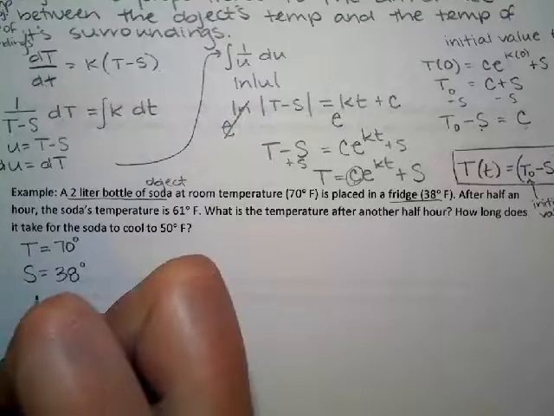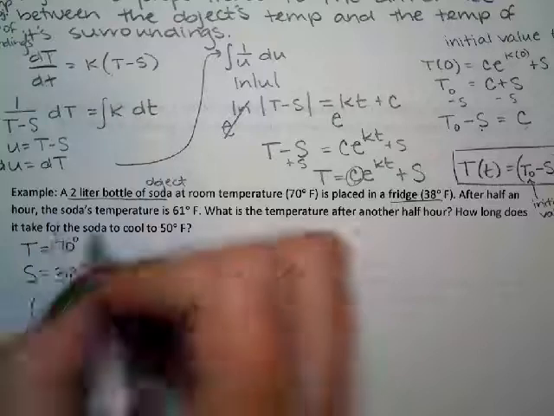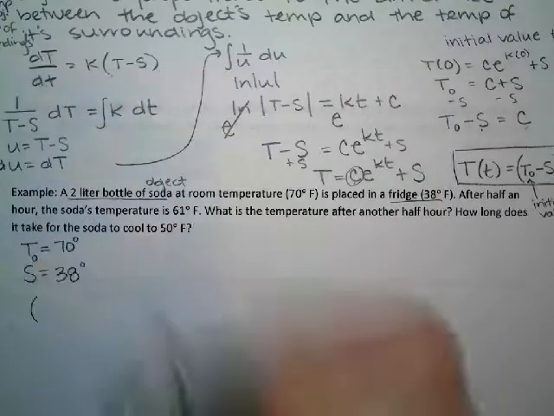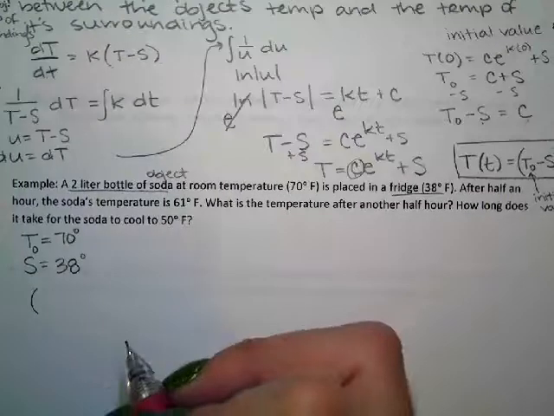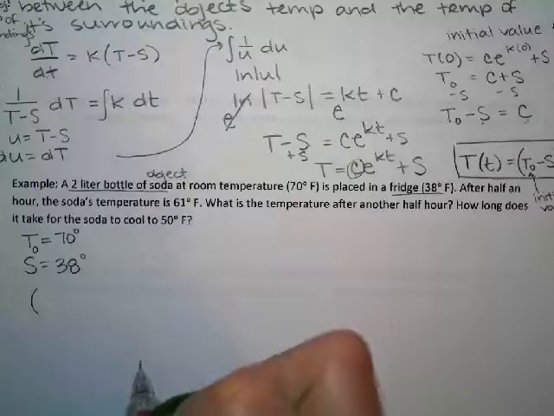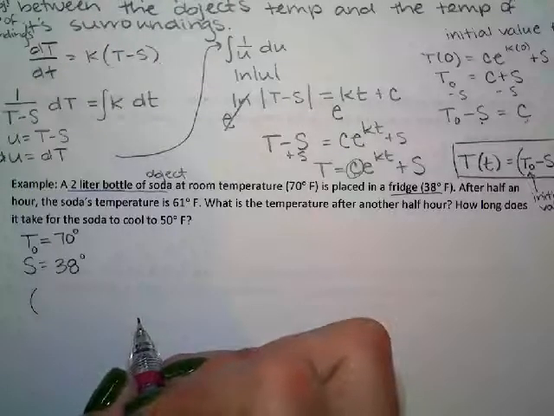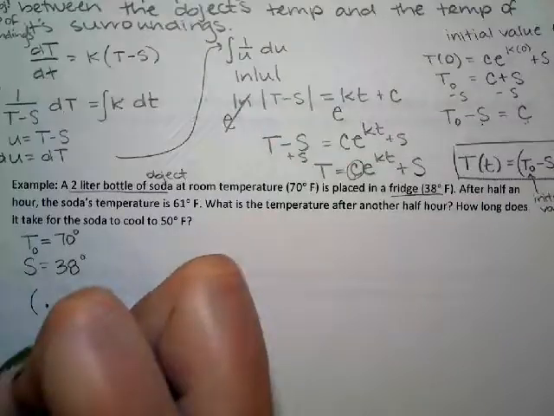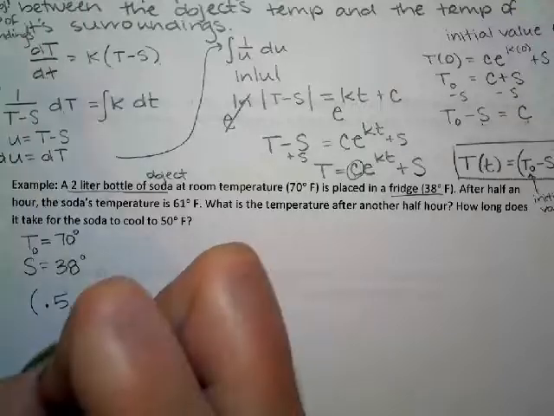Input of time, output of a new temperature. Actually, I'm going to write this. We have a starting value, this is the initial value, T sub 0 was 70. Okay, so let's write down our point. What was the time input, and then what was the output temperature? Half an hour, input of time. What's the output temperature? 61 degrees.